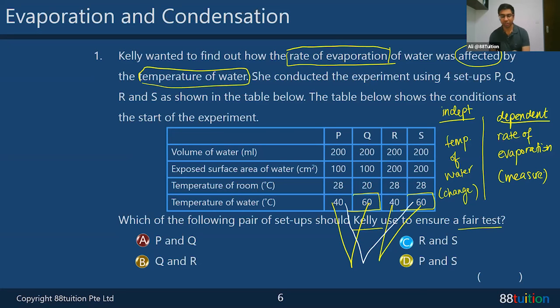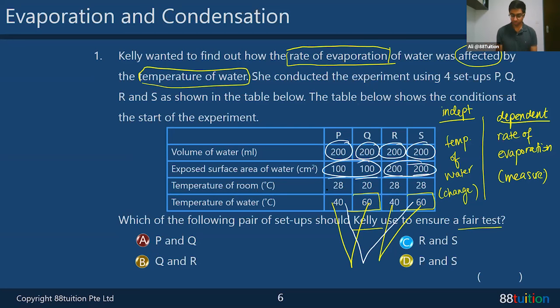How to determine? The rest of them must be kept the same. So in two experiments, you need to keep them the same. So the volume of water, all of them she kept the same. Very good. So it doesn't really matter. But the exposed surface area of water, she has 100, 100, 200, 200. So you either choose this pair or this pair. You cannot have 100 and 200, so you cannot cross over.